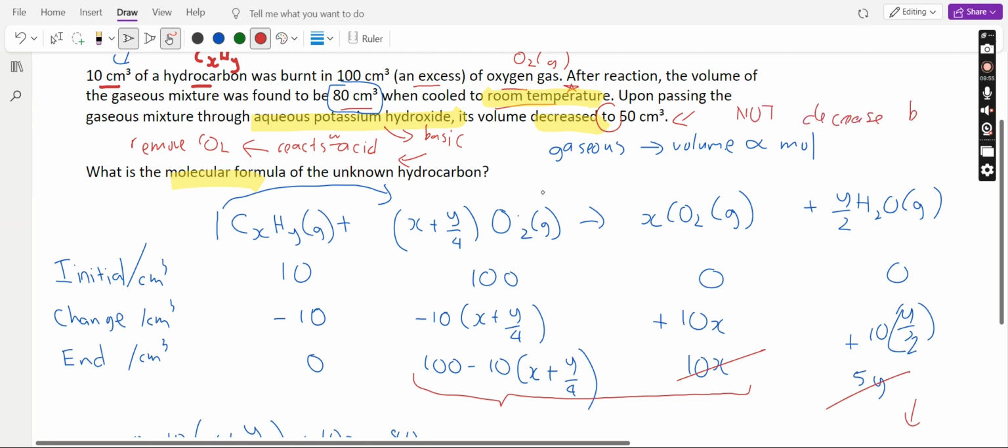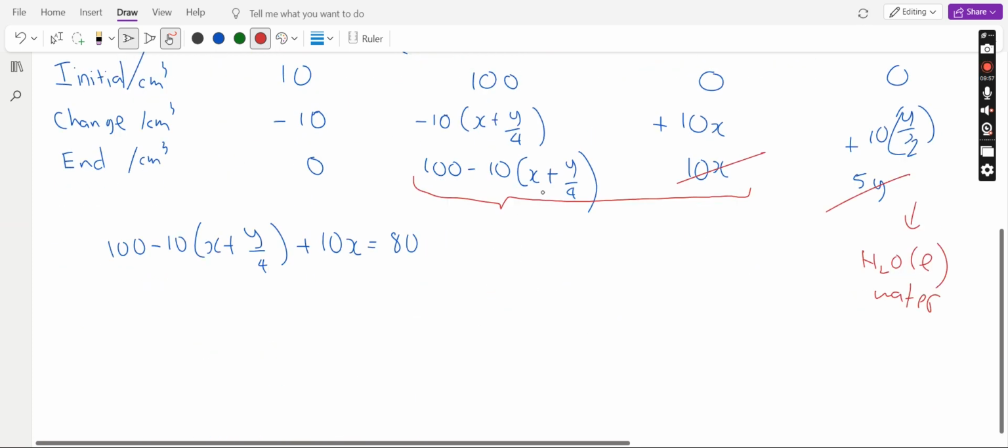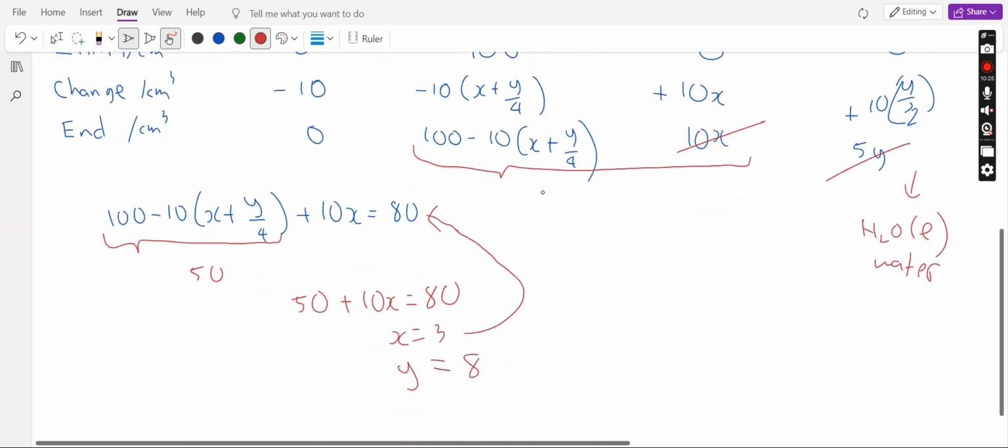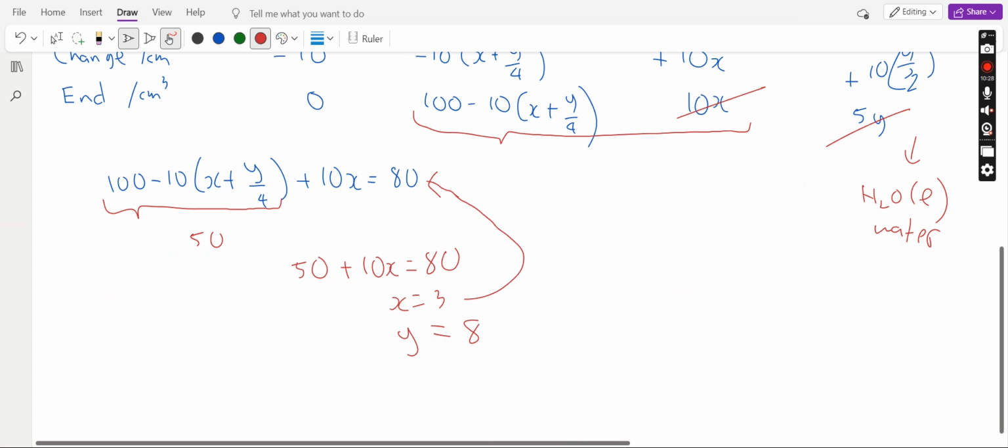from here, you can conclude that this part here is actually 50. So now you can form the equation 50 cm cube plus 10x equal to 80. Then you do the math and your x should be equal to 3. And then you just have to sub your x into this equation, and you should get your y equal to 8. Then you sub these two values back into your hydrocarbon. You should get C3H8.